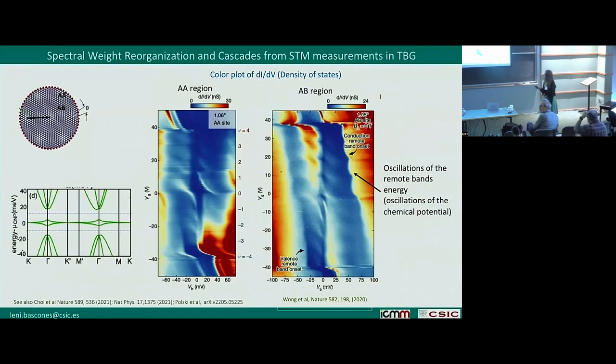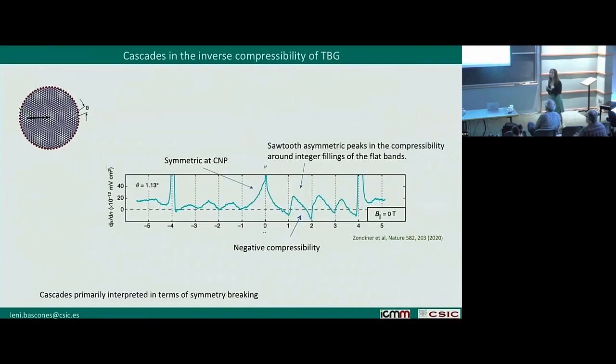Concomitantly to these signatures of the spectral weight reorganization in cascades, it was observed that the compressibility also has this strong feature, these cascade features. In particular, it was pointed out that there are these peaks at the integer fillings. These are sawtooth peaks, very asymmetric, at all the fillings except at the charge neutrality point, at which it is symmetric. And there are also regions of negative compressibility.